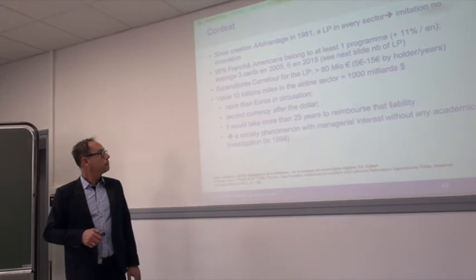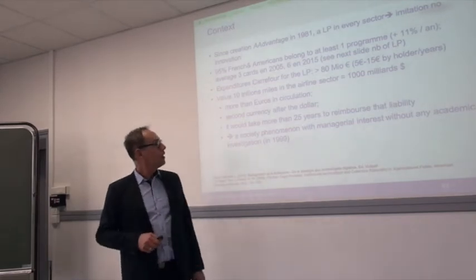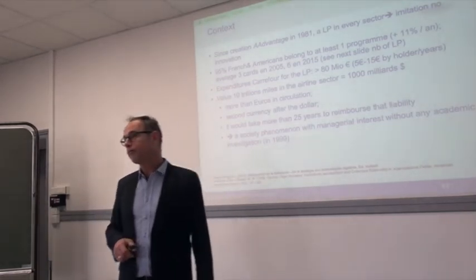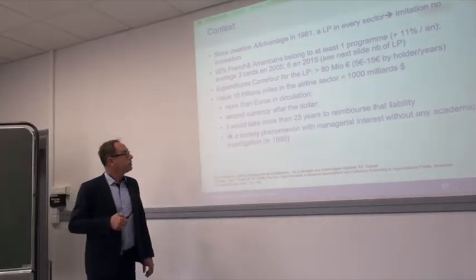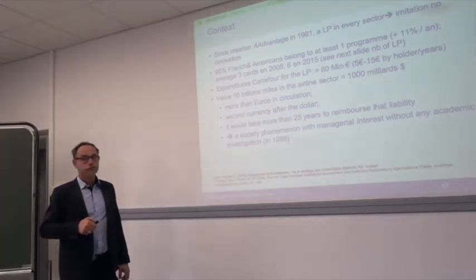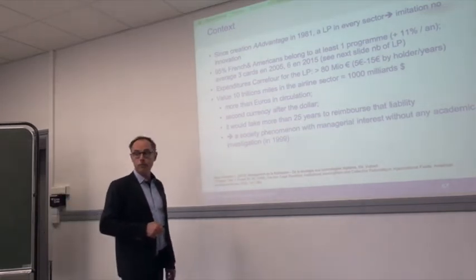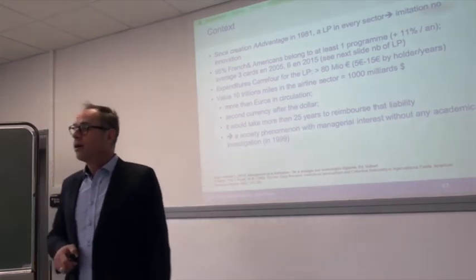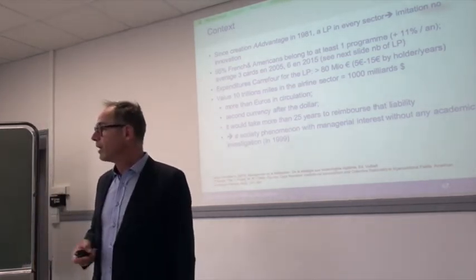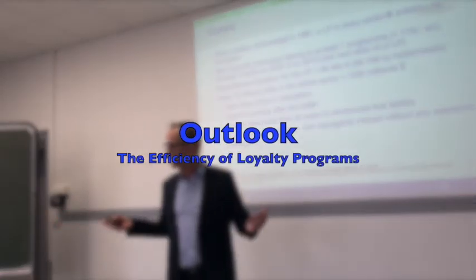Some impressive figures. In the airline sector, there are actually 10 trillion miles, which represents an amount of 1,000 billion dollars. So it's more than euros in circulation. It's the second currency after the dollar. And more impressive, it would take 25 years to reimburse that liability. So, in other words, if all frequent flyers today would say, I would like to have my ticket now, the airlines could close the door.